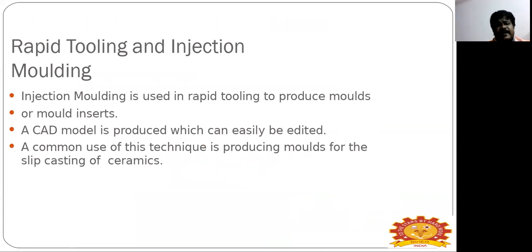So, rapid tooling and injection molding. We use injection molding in rapid tooling. Why? For producing the molds, our mold inserts. If you take the CAD model, we can produce them, and it can easily be edited.